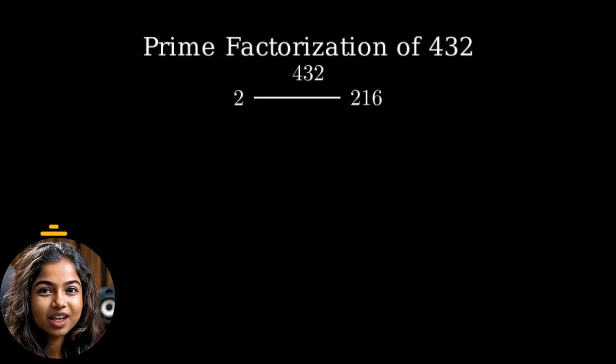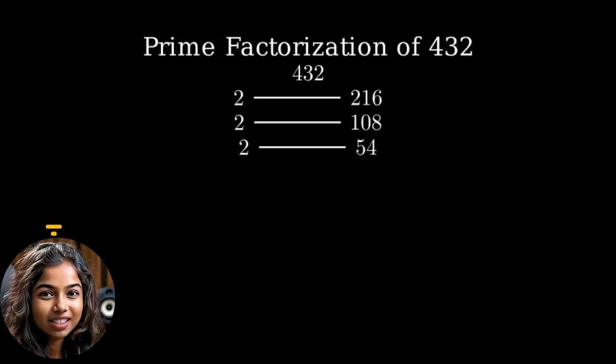432 divided by 2 equals 216. 216 is still even, so let's divide by 2 again. 216 divided by 2 equals 108. 108 is still even, so we'll divide by 2 once more. 108 divided by 2 equals 54. 54 is even, so we'll divide by 2 again. 54 divided by 2 equals 27.